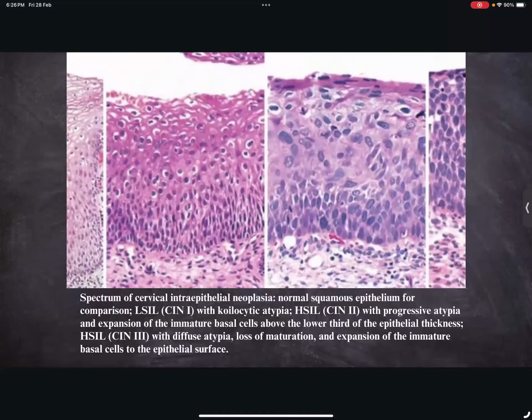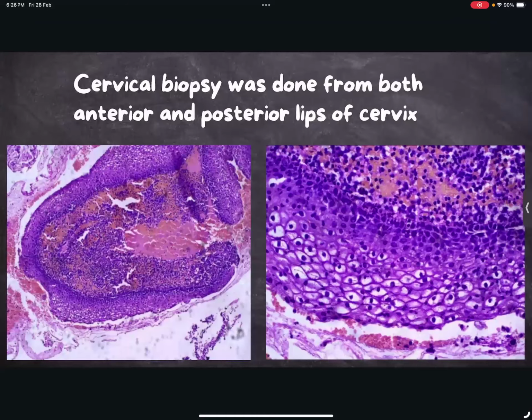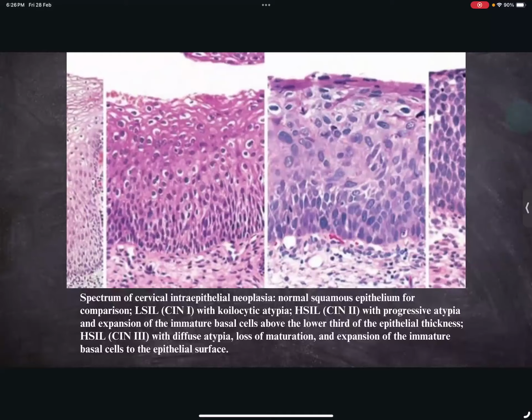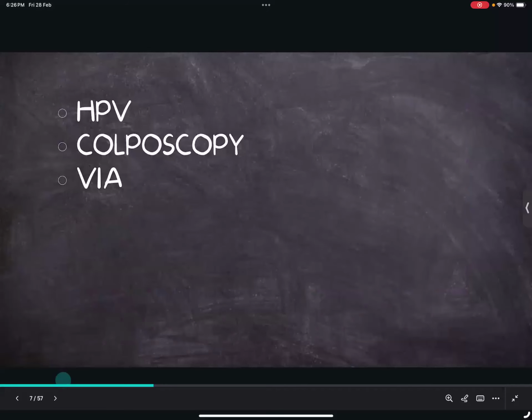And so, these are the histopathological smears of this case. In the first picture, this is the normal epithelium, and you can see here.